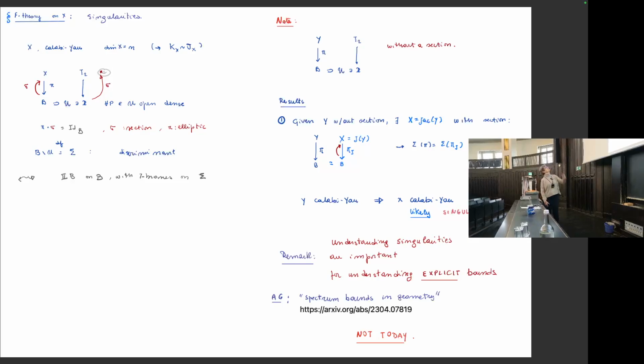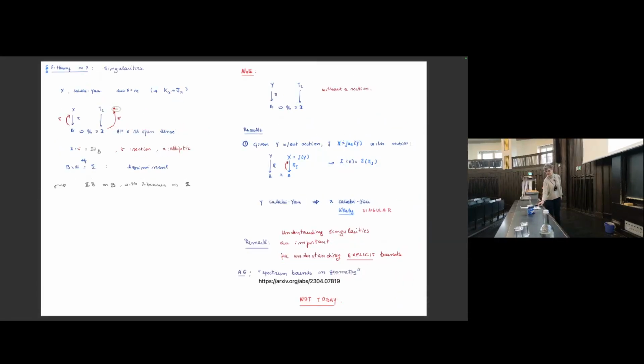So the first slide is the setup of F-theory, but with singularities. And I would like to illustrate how singularities arise naturally in the context of F-theory, especially singularities of interest in mathematics. So the first slide is this one here, which is the setup of F-theory with a section.